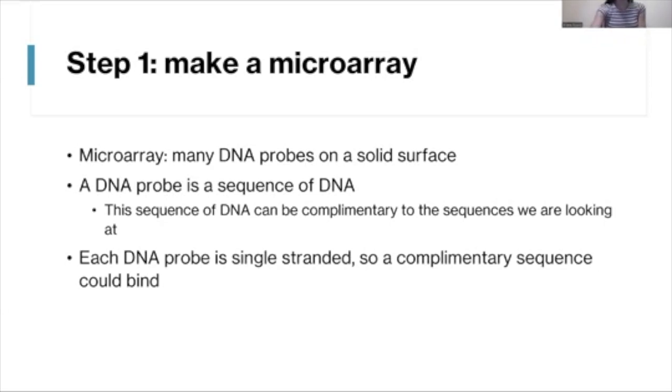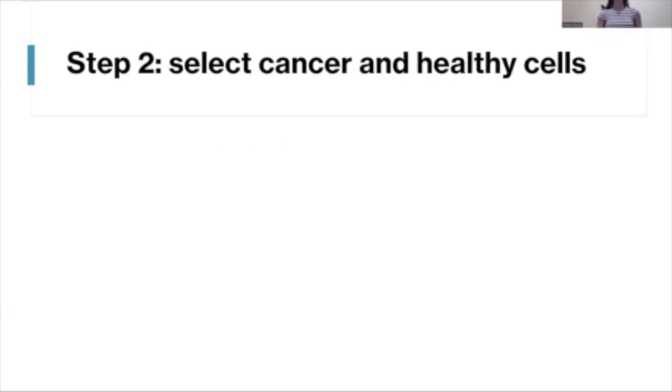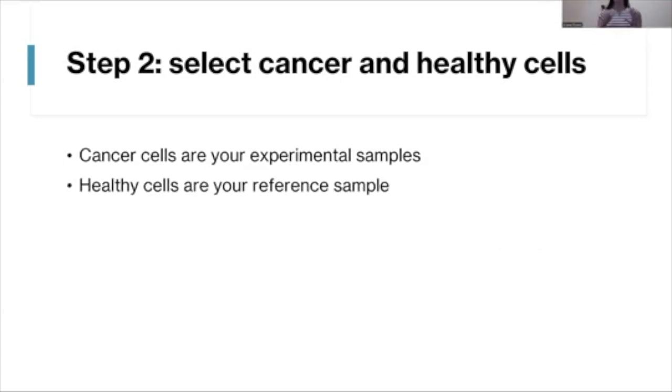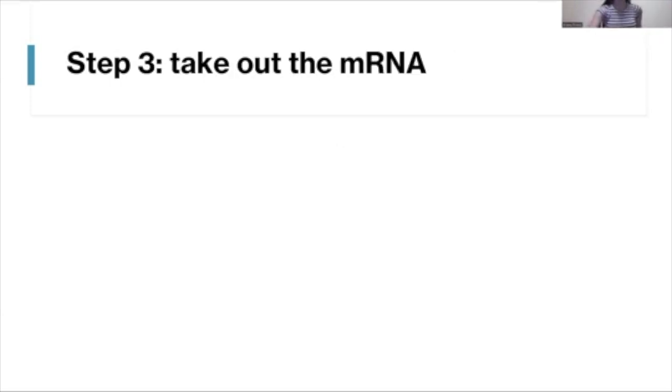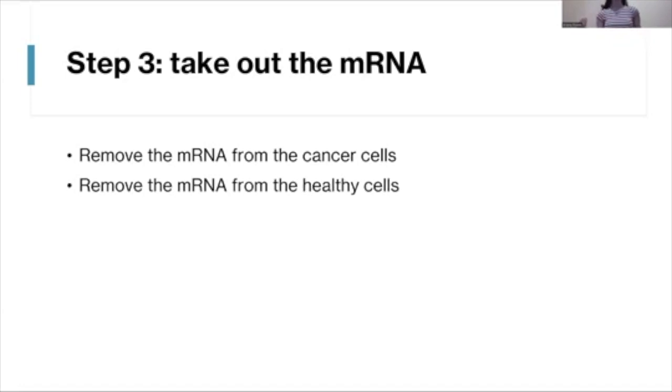All right. Step 2 is selecting your cancer and your healthy cells. So our cancer cells would be our experimental sample, and our healthy cells would be our reference sample. So we would take both of those and we would have them. And then we would want to take out the mRNA. So you'd remove the mRNA from the cancer cells and the healthy cells. And you might be asking, because in the next step, we're going to convert it to cDNA, why even have mRNA? Why not just take the DNA out?